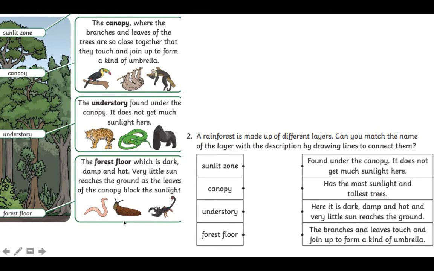So question number 2. A rainforest is made up of different layers. Can you match the name of the layer with the description by drawing lines to connect them? Okay, so again, I want you to pause your screen, and what I want you to do is just write the name and then the explanation next to it. Okay, off you go.